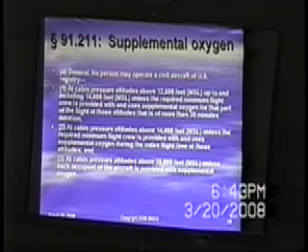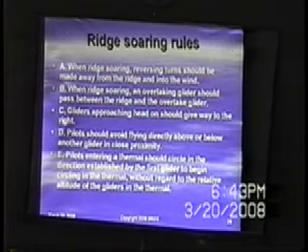Supplemental oxygen: from 12,500 feet up to 14,000, you need it after 30 minutes. And above 14,000, you need it continuously. And at 15,000, you can bring your passengers back out of the stupor that they're falling into by giving them oxygen.